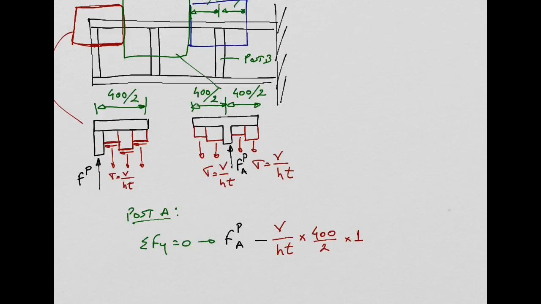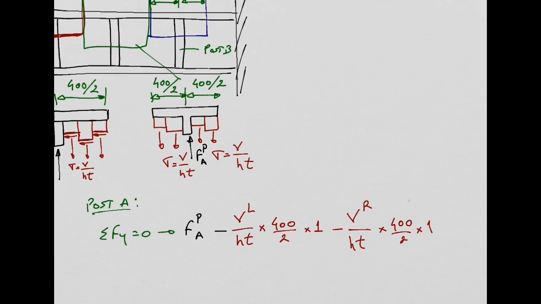I need also to add the contribution from the diagonal tension field developed on the right side. So maybe I can do something like this: V on the left side and V on the right side of the post, just to distinguish between these two. HT times, again, distance 400 over 2 times the thickness. And this should be equal to 0 to be in equilibrium.